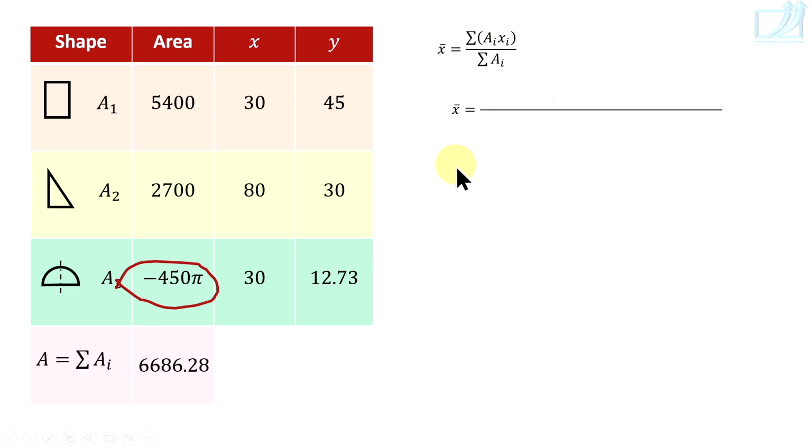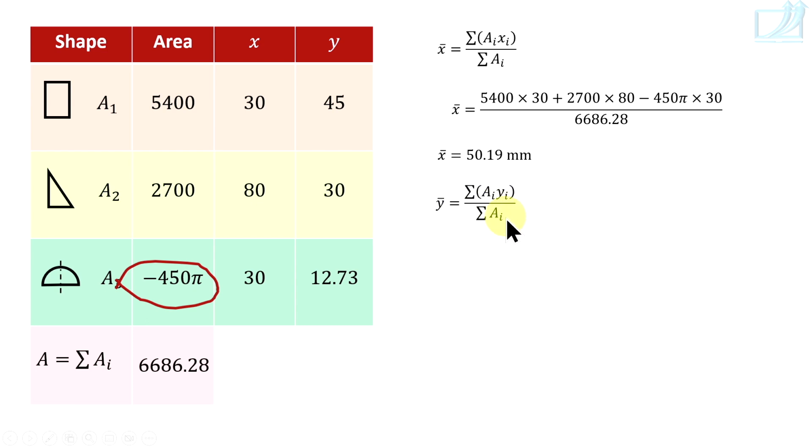So x bar is equal to, now let's write the numerator. So a1 into x1, this is a1 and here it is x1, plus a2 into x2, here it is a2 and here it is x2, 2700 into 80, and plus a3 into x3, but a3 is negative 450 pi, so minus 450 pi into 30 divided by the total area, and that is 6686. Now complete the calculations and you will get x bar as 50.19 millimeters.